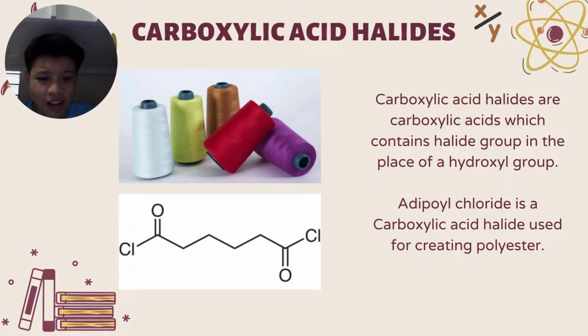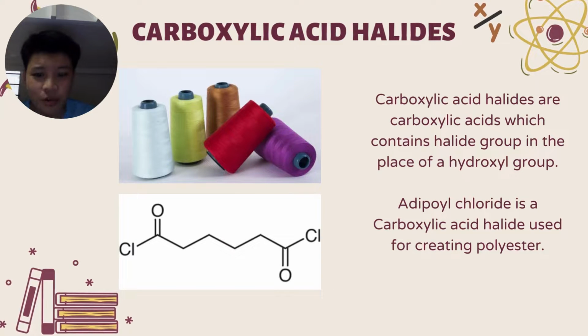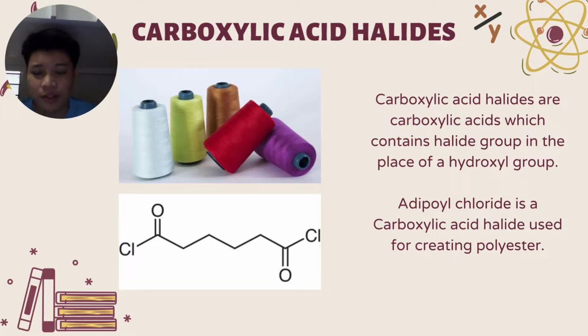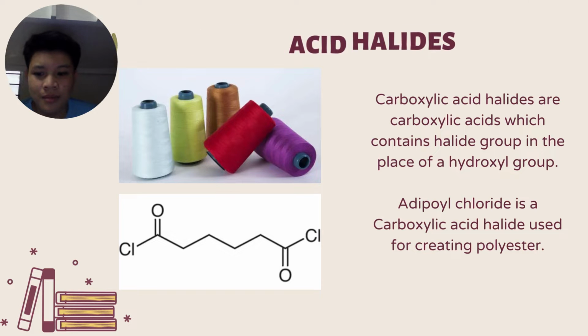Carboxylic acid halides are carboxylic acids which contain a halide group in place of the hydroxyl group commonly found in normal carboxylic acids. Adipoyl chloride is a carboxylic acid halide commonly used for creating polyester.